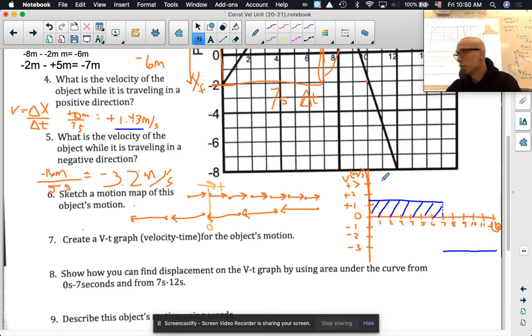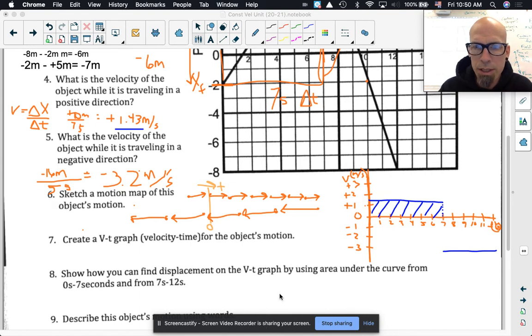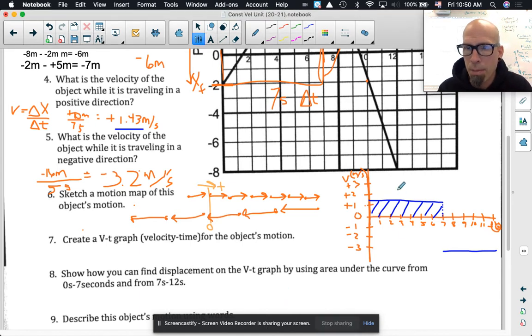I really wish this thing would write. I really wish this thing would write. Oh my gosh. No, don't stop sharing. I thought we were going to have a problem.